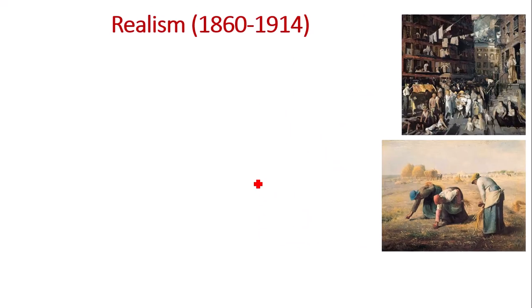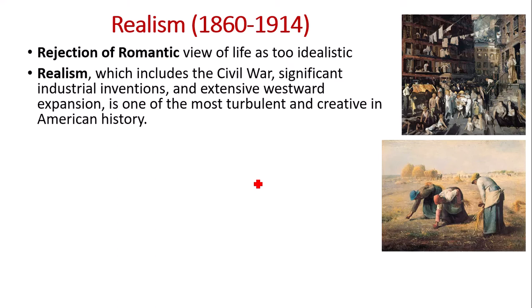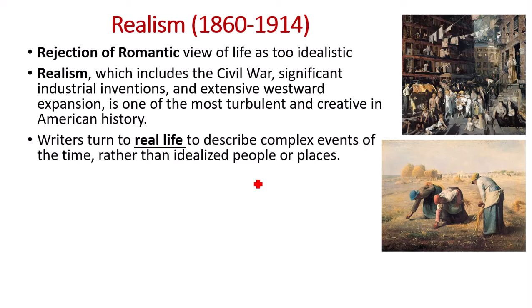So different parts of the country, different scenes, that's going to become important, and I'll talk about that in a moment. But the realists really rejected the romantic view of life. They said the romantics were too idealistic. Realism comes really during and after the Civil War. There are significant industrial inventions. So we have the industrialization, there's westward expansion, turbulent time in American history, obviously because of the war.